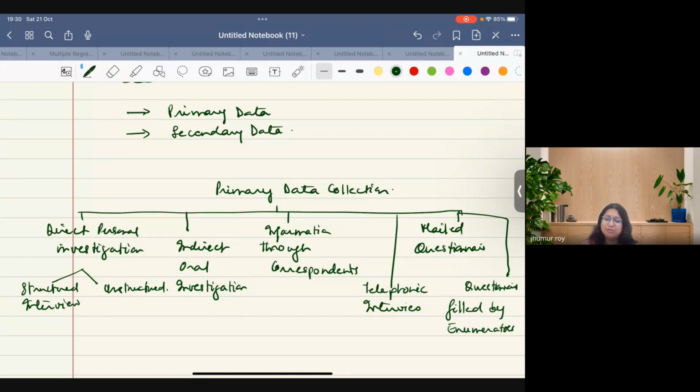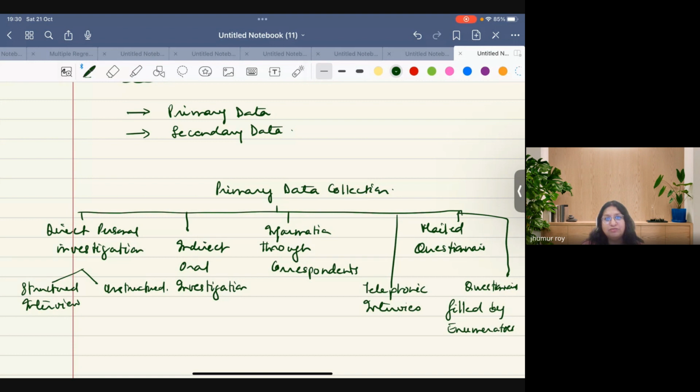And many times people feel, oh, that's too much amount of work. If somebody else has done some work, let me just use that and go ahead with that. So you find that people will not be doing very original research. So we have to be very careful about the secondary sources of data. It seems very easy, it is not.